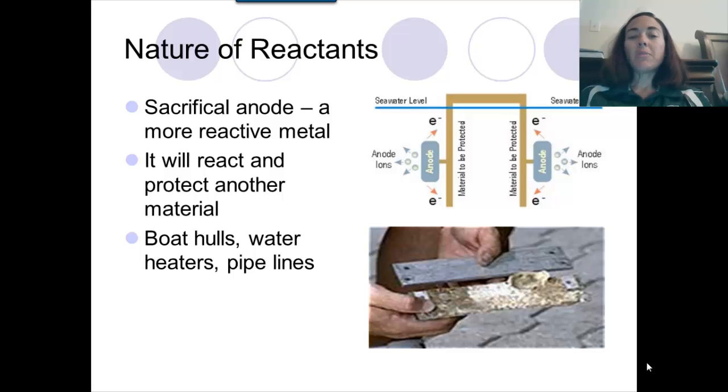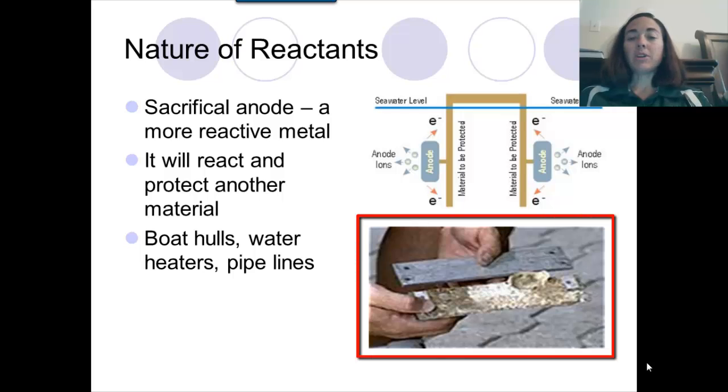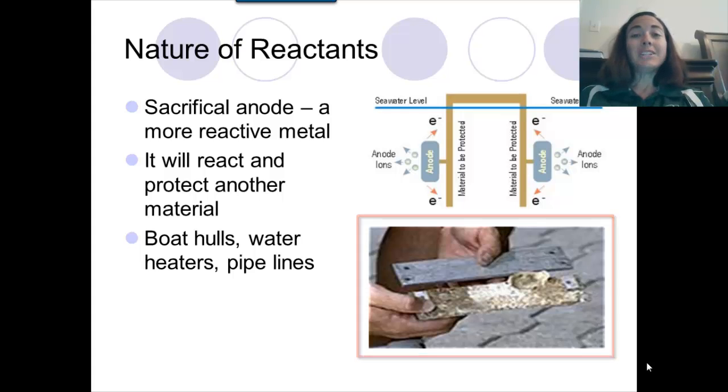The picture on the bottom shows a sacrificial anode. The one on the top of the picture is a new one, and the one on the bottom of the picture is one that has been on a boat or in a water heater for quite some time. It reacts with the water around it so that the material you're interested in preserving does not react.